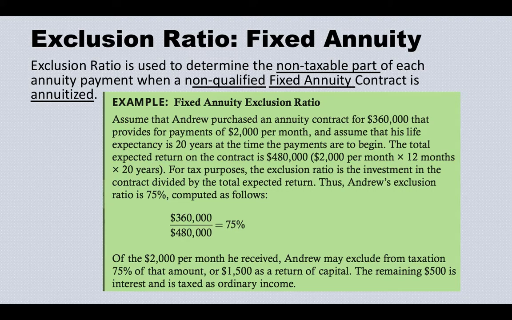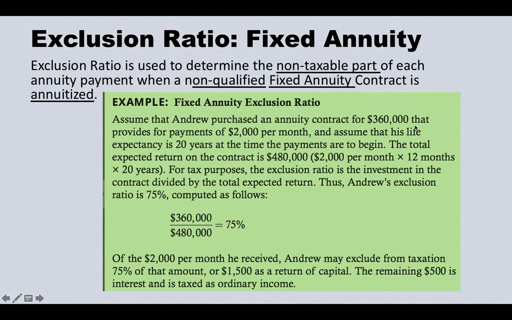$480,000. You can see here how they get the $480,000: it is $2,000 per month, times 12 months, times 20 years. That's called the expected return. Your original purchase price, your principal, is $360,000, right? Then you're going to find the exclusion ratio.